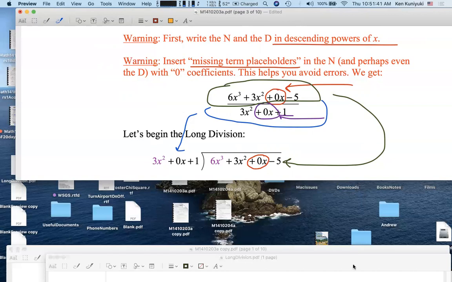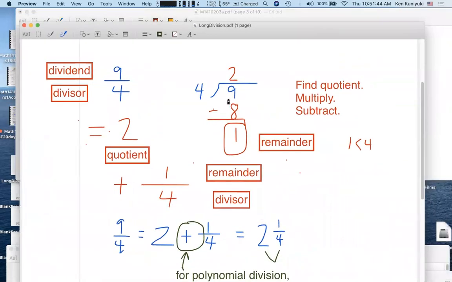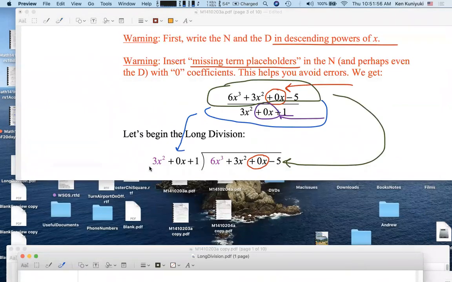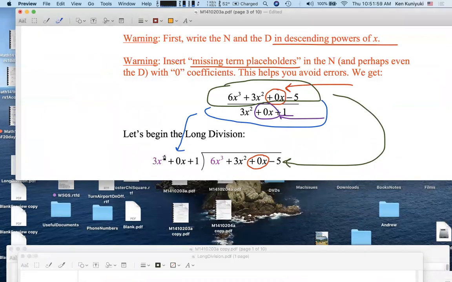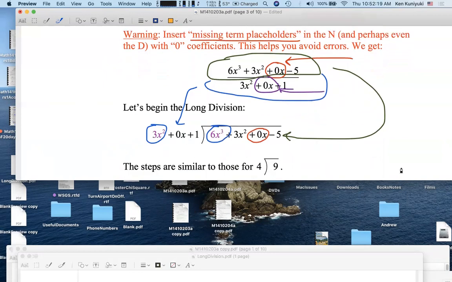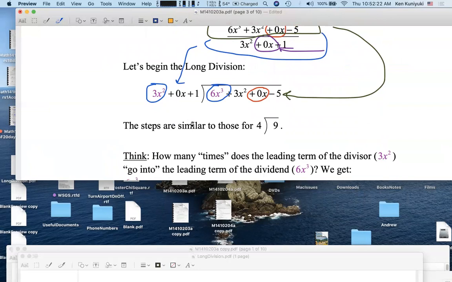Okay, so remember, in old school long division, when we divided 9 by 4, we found the quotient. We asked, how many times did 4 go into 9? That is, when you divide 9 by 4, what happens? What's the quotient? Well, here, we're going to be looking at the leading terms. The leading term of the divisor is 3x squared. The leading term of the dividend inside is the 6x cubed. Informally, we're asking, how many times does 3x squared go into 6x cubed? Right. Although that's a bit awkward to say.